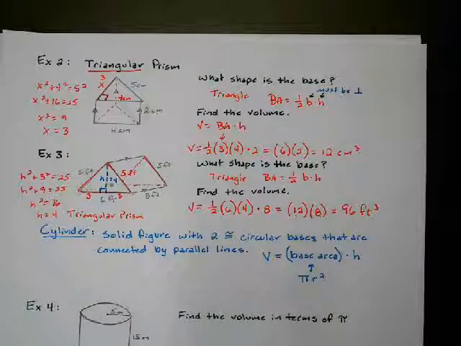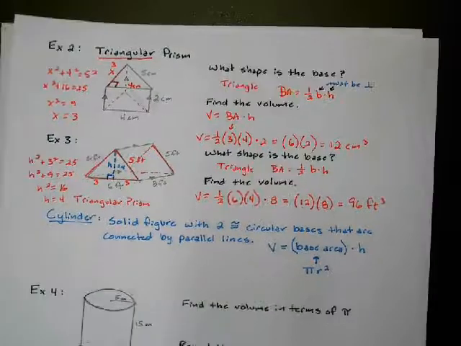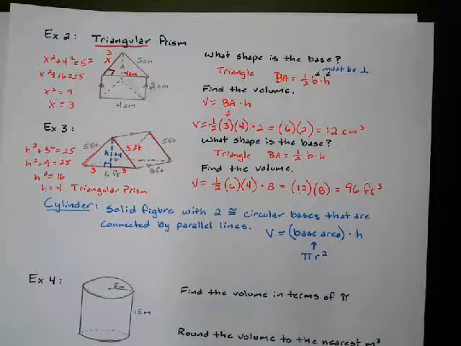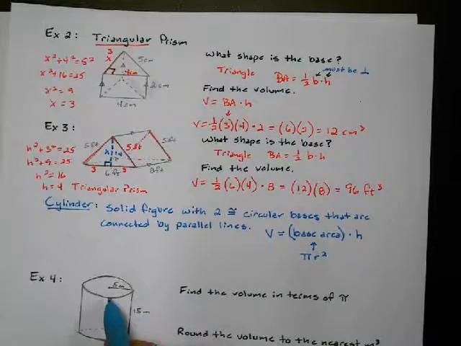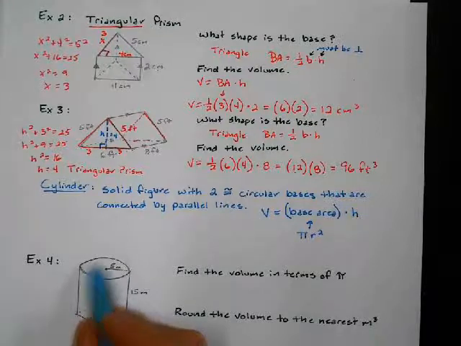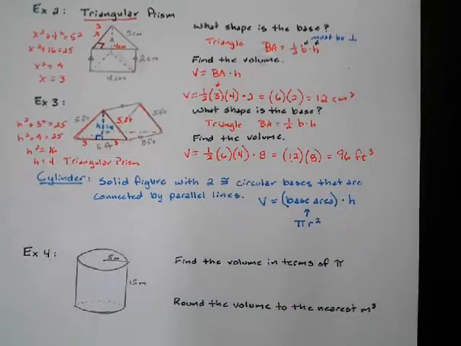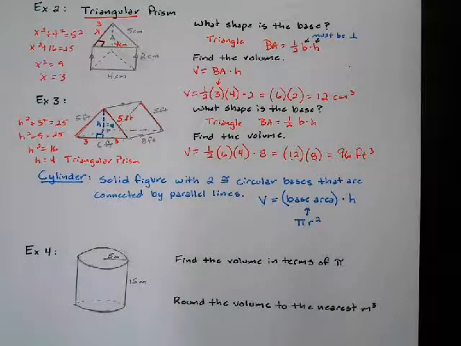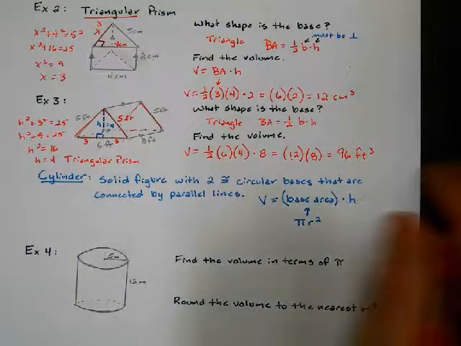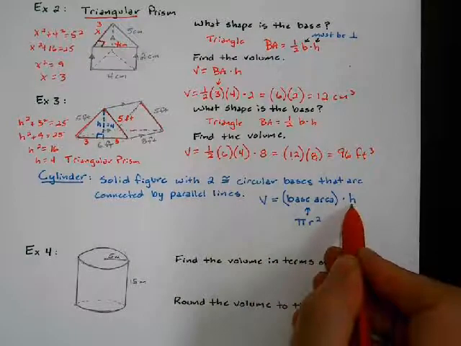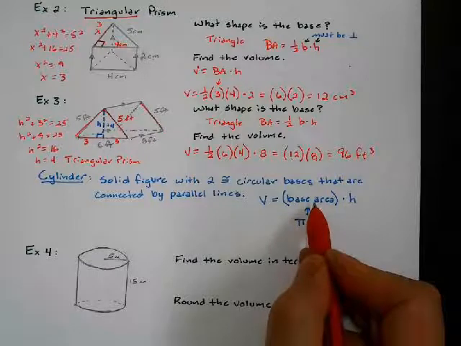All right, next one's a cylinder. A cylinder is really similar to a prism, except in a cylinder, the bases are circles instead of being polygons. So the bases are going to be circles, and they're connected by parallel lines, just like the prism. Now, in this case, it's still the base area times the height, but since our bases are circles here, the area of a circle is pi r squared.